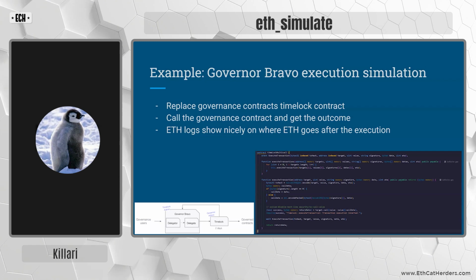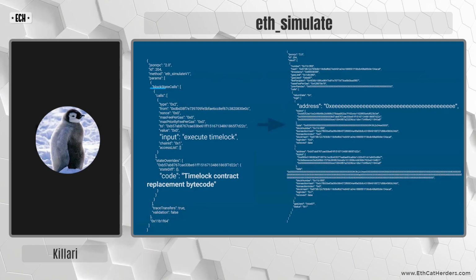And then with ETH simulate, we can also know what kind of stuff is happening when we do that override. On the left side, you can see the input for ETH simulate. So there's the code, the Timelock contract replacement bytecode. There's one contract where I'm just replacing the code that is there, and then I'm executing that contract. And then I'm getting the output. If this is the governance contract execution, then I can know what the proposal actually does. And for example, you can see that there's a log with the address for ETH, the 0xE transfer. So we know this execution is moving ETH, and then we can dive more into the simulation trace to see where the ETH is being moved.